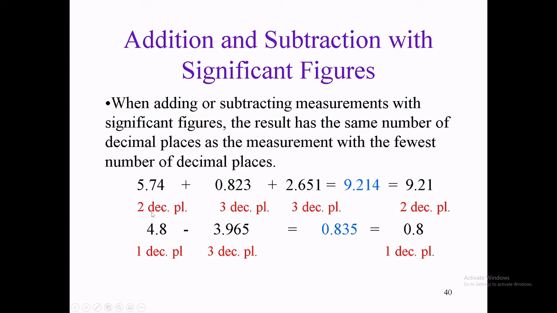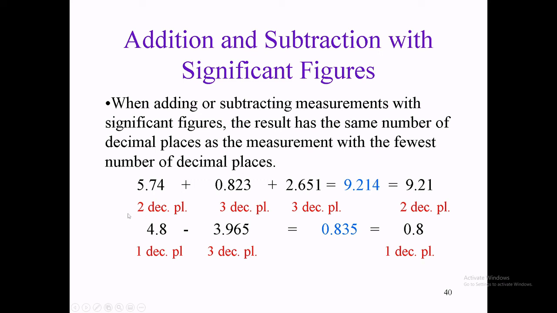That means that we're going to have a 2 here, all right? That means that our answer, however many sig figs it has, is only going to be able to have 2 decimal places, all right? So if we type this all in the calculator, we would get 9.214, but we only get 2 decimal places, so the number becomes 9.21, all right?